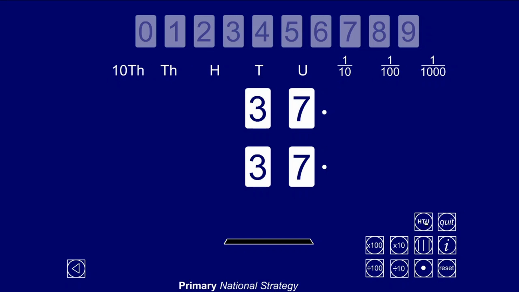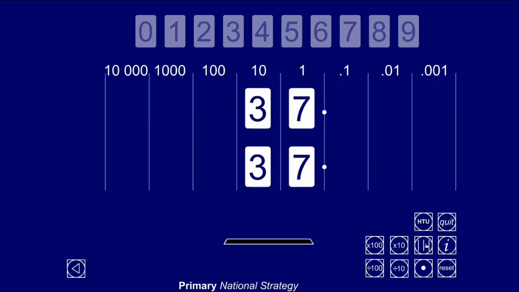So I'm going to go with I don't want the HTU, so I'm going to go with the option of the 1s, the 10s and the 100s, and so on. I can also, by clicking on this icon here, just put the columns in as well. I can remove the decimal point by clicking on this icon if I want to, or I can put it back in. I will leave the decimal point in for the time being.